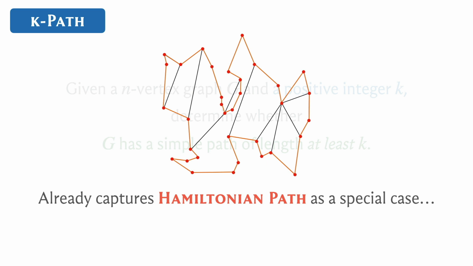Hamiltonian path is a classically well-known NP-complete problem, and because k-path generalizes Hamiltonian path, it's also NP-complete. So from the parameterized perspective, a natural parameter here is the standard parameter, which is k, the size of the solution that we are looking for.